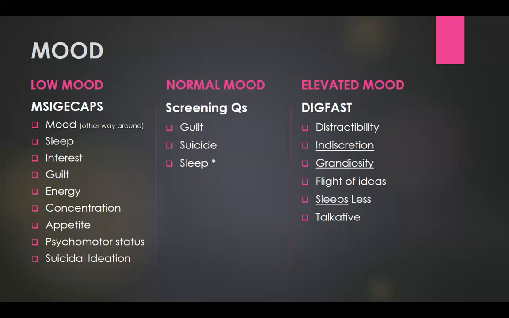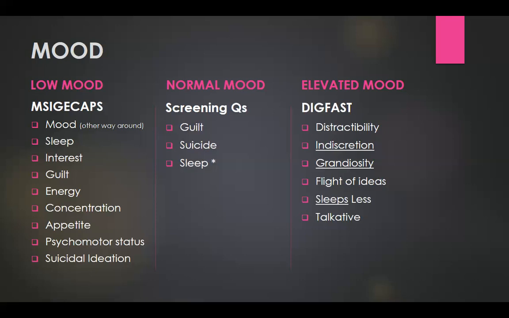Then we have interest. Of course, we need to ask, are you still enjoying things that you had interest in? Guilt, do you blame yourself for anything? Energy, have you been feeling tired lately? Concentration, are you able to concentrate on your daily activities? Appetite, has there been any changes to your appetite? Psychomotor status, we ask this way, have you noticed your movements to be a lot faster or a lot slower compared to your usual self?